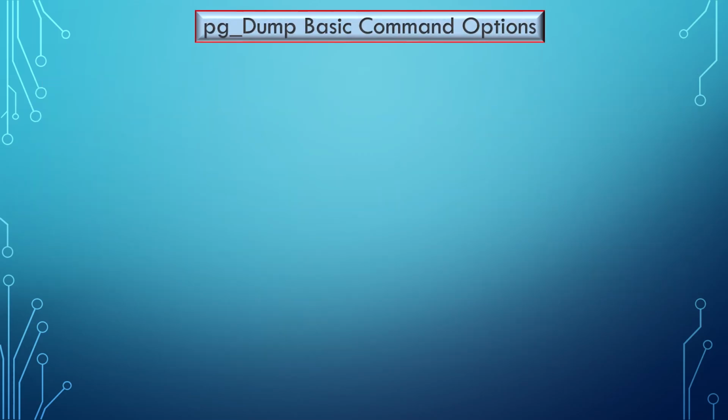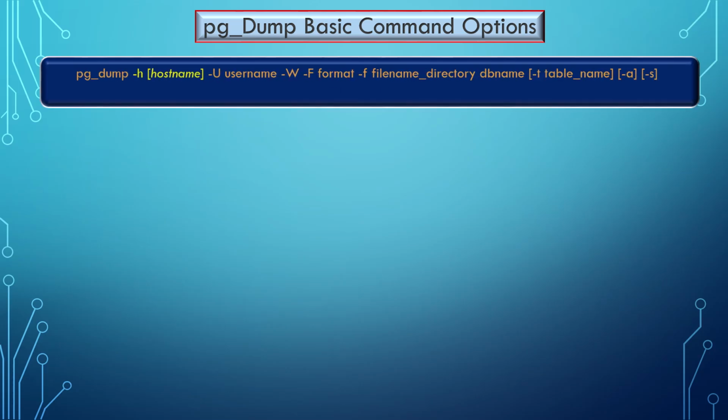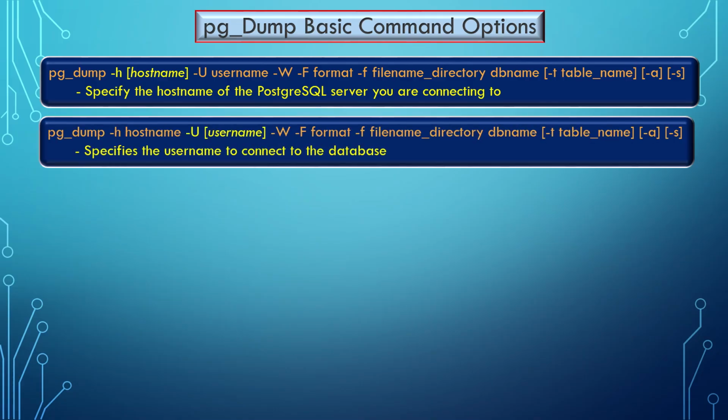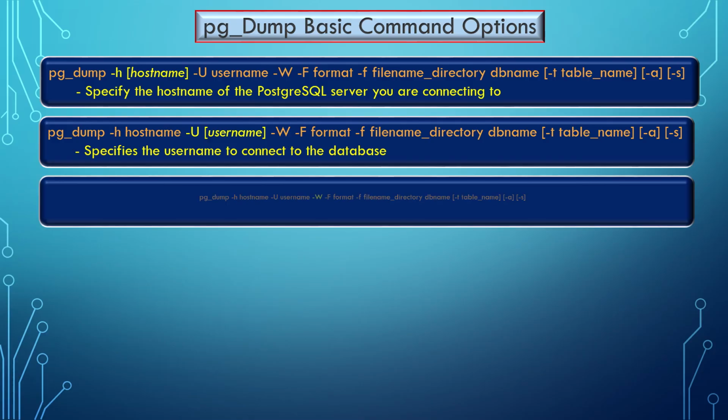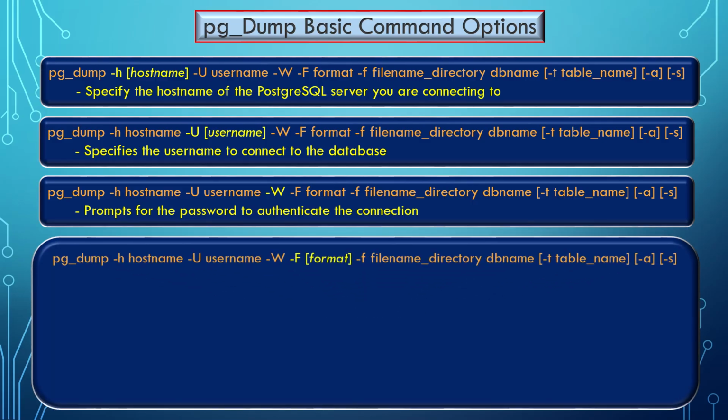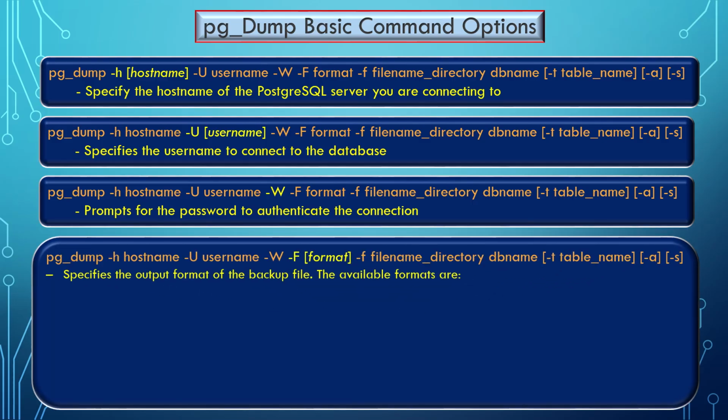Here we will go over some of the basic command line options used for pg_dump. The -h option specifies the host name of the PostgreSQL server you are connecting to. The -U option specifies the username to connect to the database. The -W option prompts for the password to authenticate the connection. The -F option specifies the output format of the backup file.